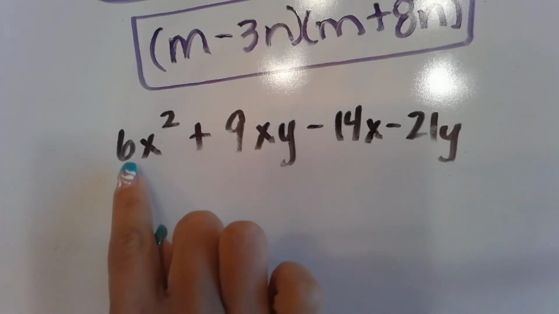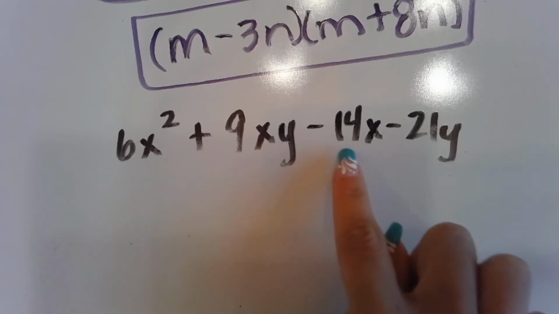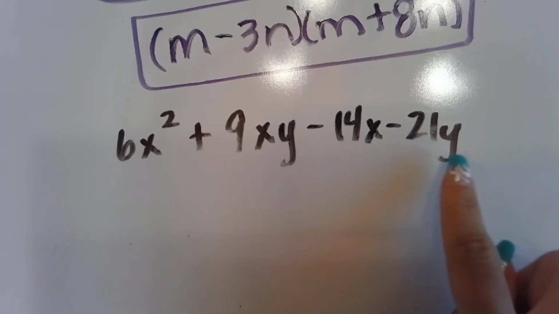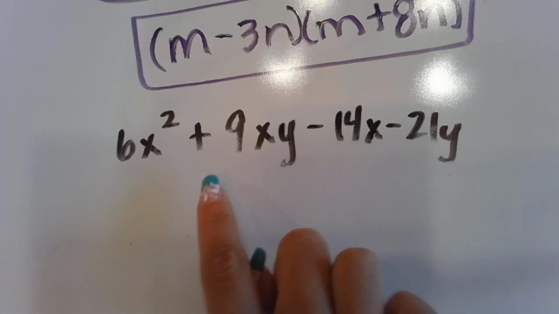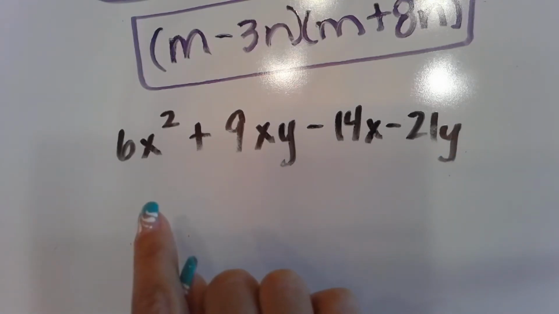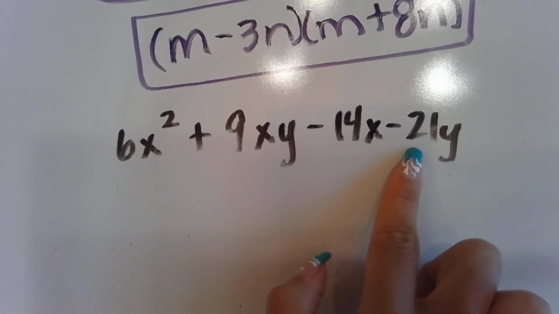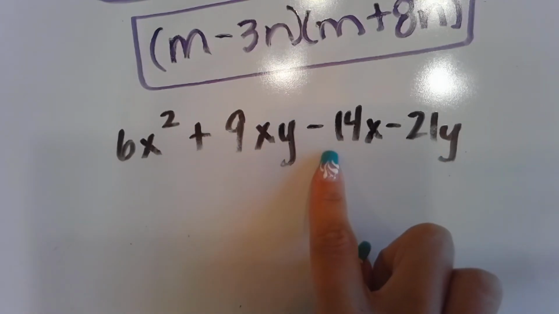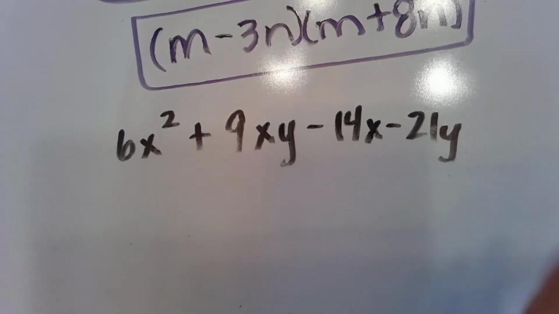So for this one, we have 6x squared plus 9xy minus 14x minus 21y. Okay, do we have a GCF in all four of them? No, we don't. So like 6, 9, and 21, I would say, okay, 3 would go into those 3, but it doesn't go into 14. So no, this one has an x, and an x, but this one doesn't have an x. So there's no GCF. But we always should just look for it, okay? We should just get in the habit.